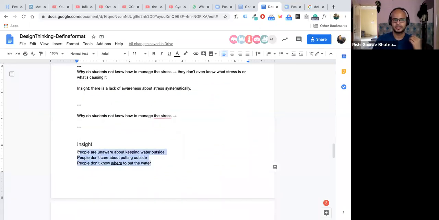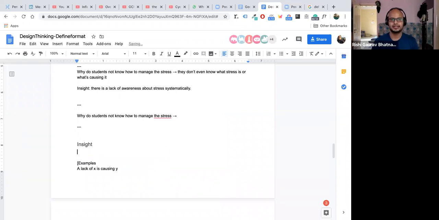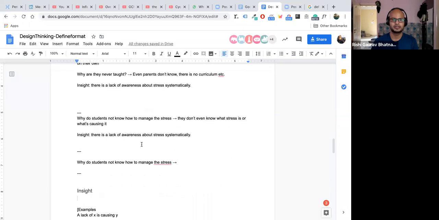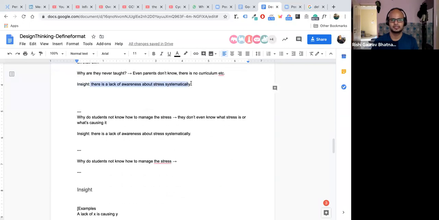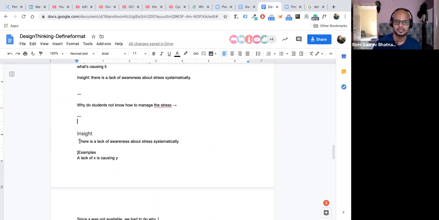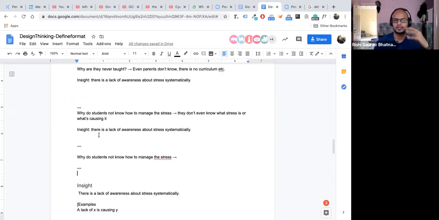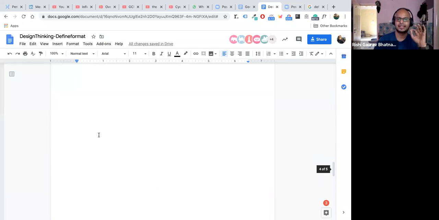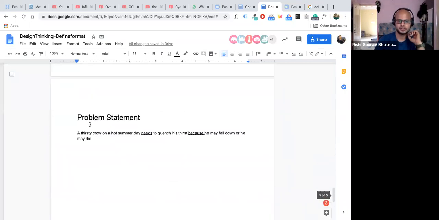And so what I'm going to start doing is writing these insights down. I did a root cause analysis. The insight is systemic: there is a lack of awareness systematically. And there may not be just one insight. I may do this root cause analysis and look at it from different angles, because mental health, and managing stress specifically, is such a broad spectrum that I may have a lot of insights. So I will start writing the insights down side by side as I continue this exercise. And the next step from there is to define the problem statement.